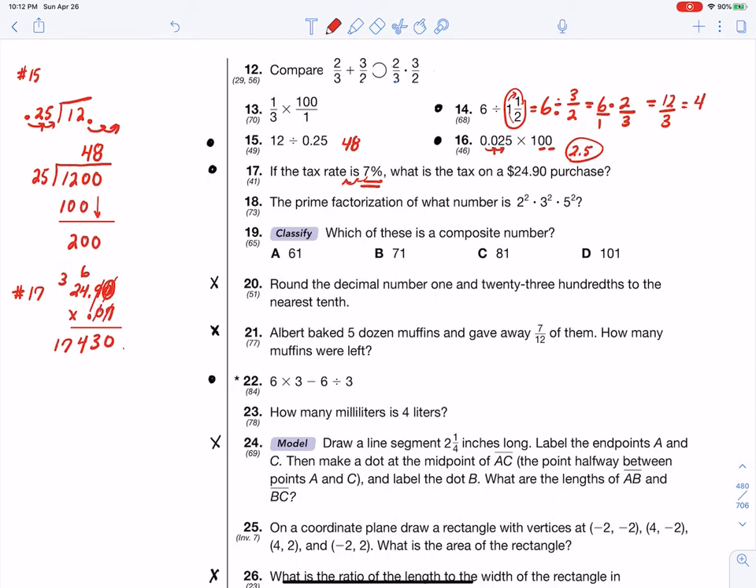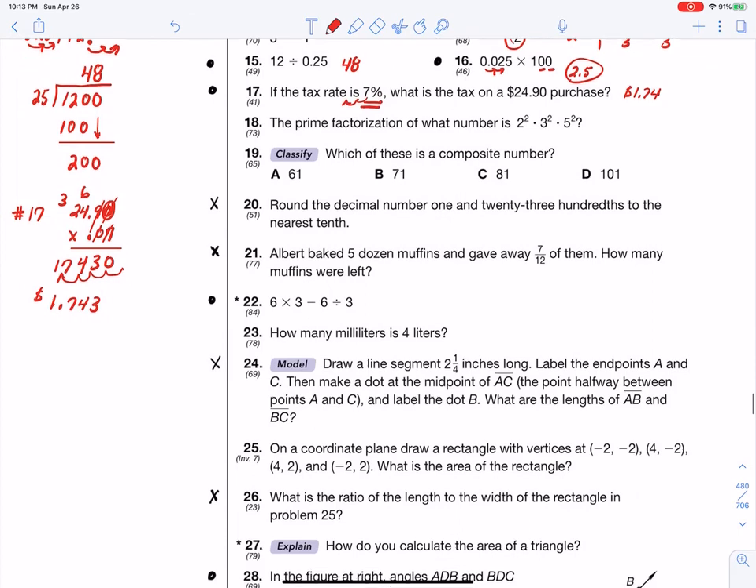I go all the way to the right of my answer and move the decimal 4 spaces to the left for that reason. I end up with 1.743, and it's money, so we definitely don't need that last spot. So once I round, it ends up at $1.74 for tax. Now, that does make sense because my percentage is less than 10%, and 10% of $24.90 is $2.49. So it's in the ballpark.